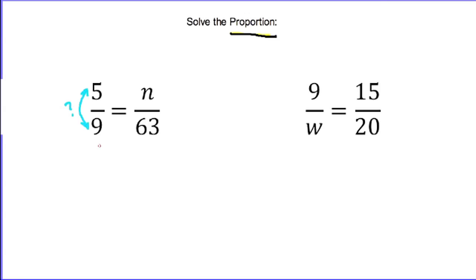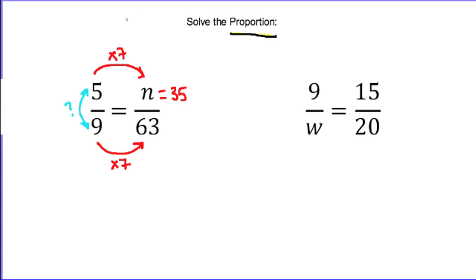But if I look between the ratios, 9 to 63, I see a pretty clear pattern of multiplying by 7. 9 times 7 is 63. So I can use that same technique on the top part of my ratio, 5 times 7, and that tells me that n is going to be equal to 35.